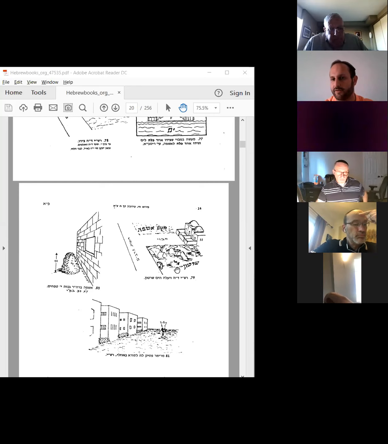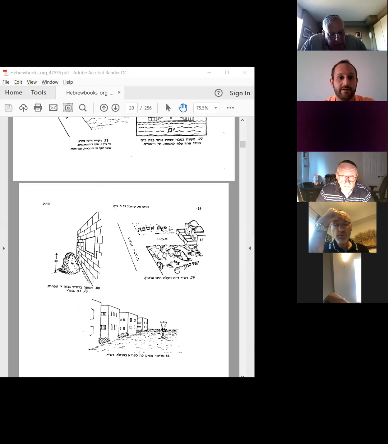Maybe I should have shown it to the ashpa. But are we really worried that somebody's going to come and pick up the garbage? It grew to a mountain already. Somebody's going to come and clear out this mountain of garbage that's 10 tefachim tall, which is not short? It's a pretty big pile of garbage. Is somebody really going to clear that out now?